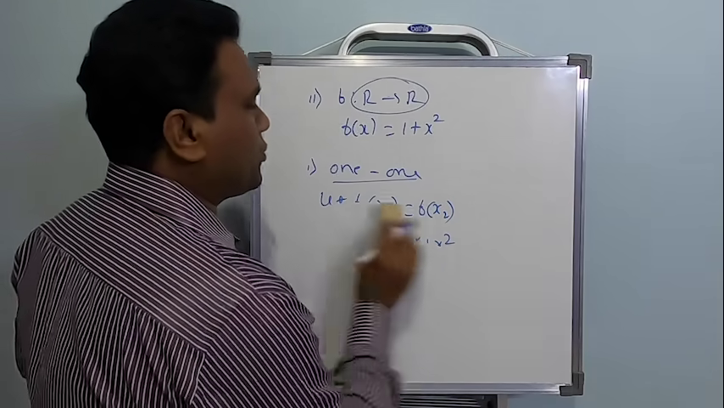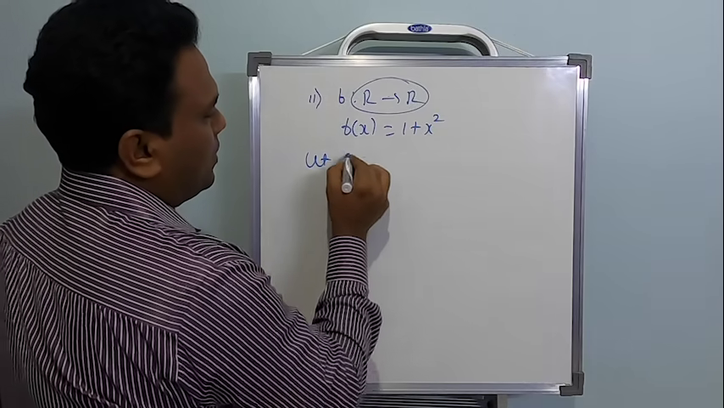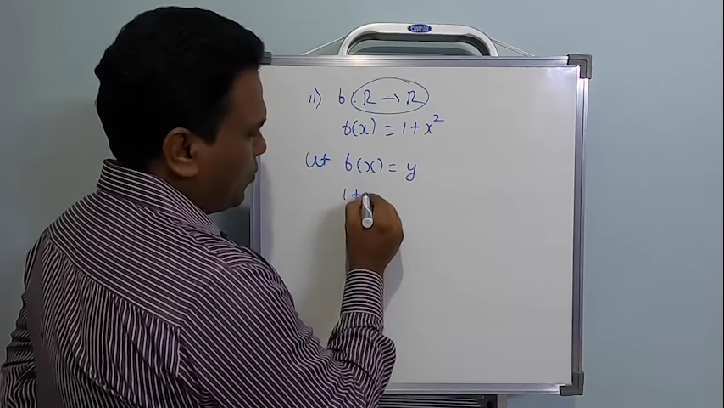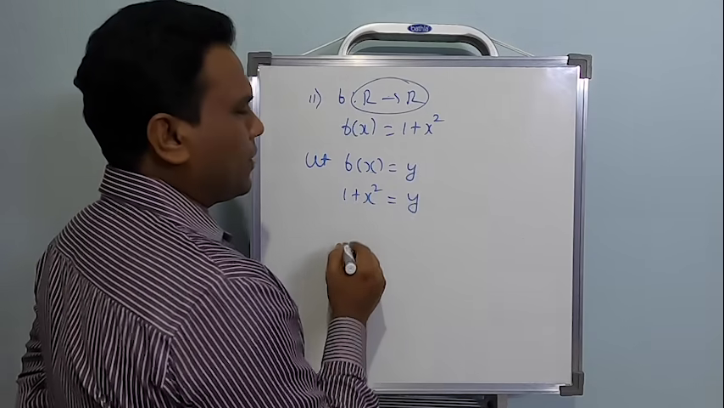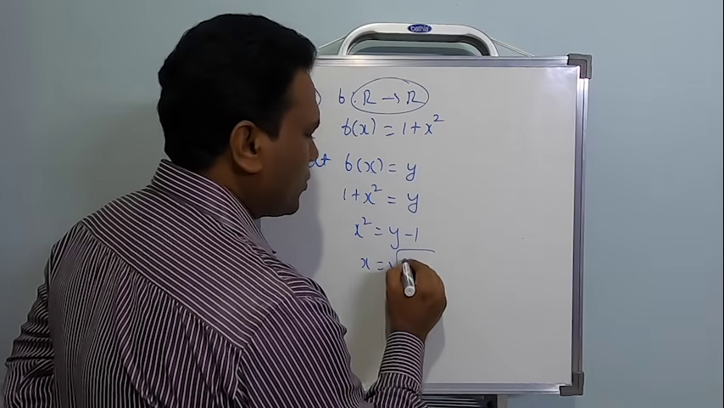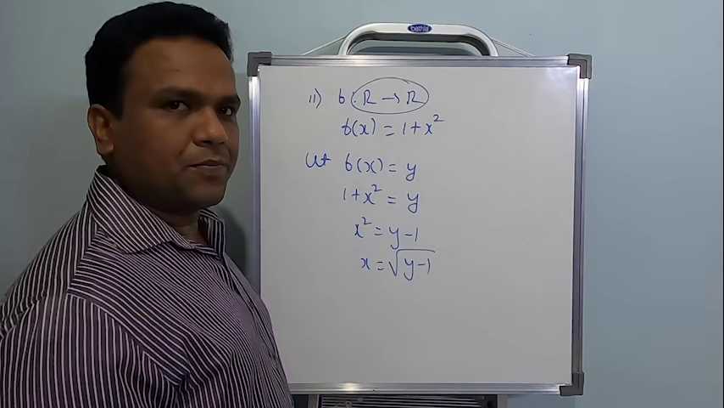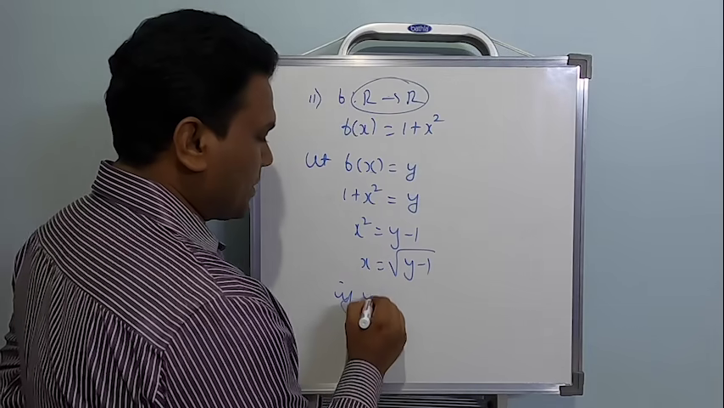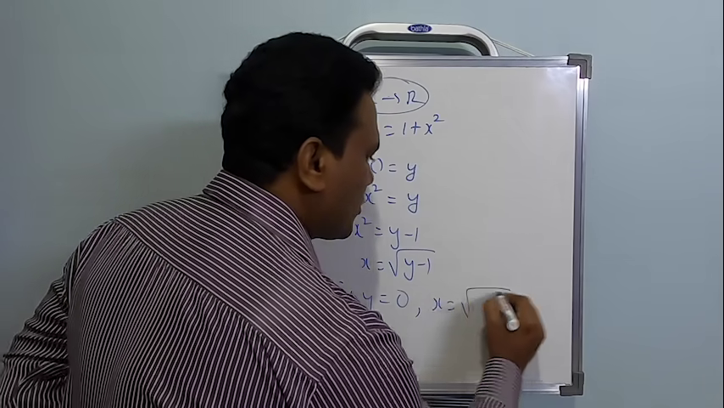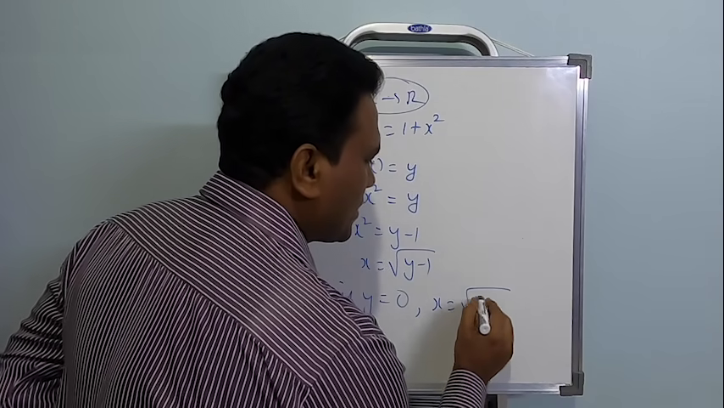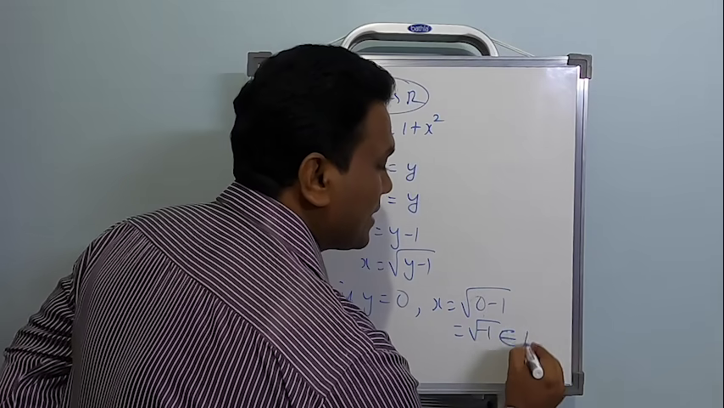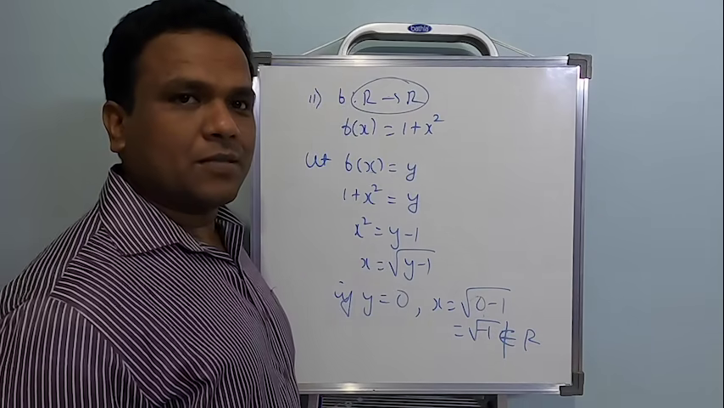Now how to check for onto? So let's consider f of x equal to y, 1 plus x square equal to y, or x square equal to y minus 1, x equal to root of y minus 1. If I substitute y is equal to 0, what will happen? X equal to root of 0 minus 1. Root of 0 minus 1 is root of minus 1. This does not belong to real numbers.